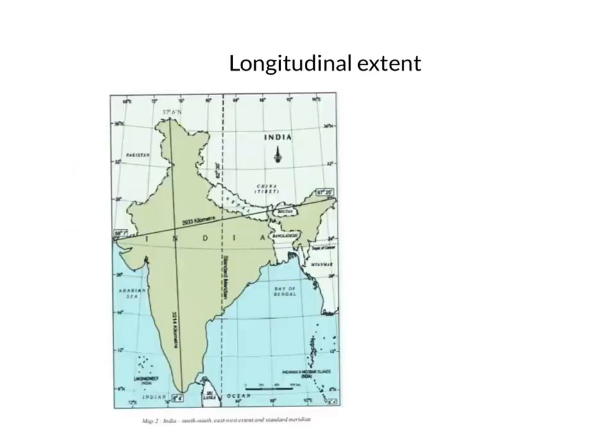If you see the longitudinal extent of India, it starts from this point of Gujarat till this point of Arunachal Pradesh, and the longitudes are from 68 degrees 7 minutes east to 97 degrees 25 minutes east. So, we have seen the longitudinal and latitudinal extent of India.